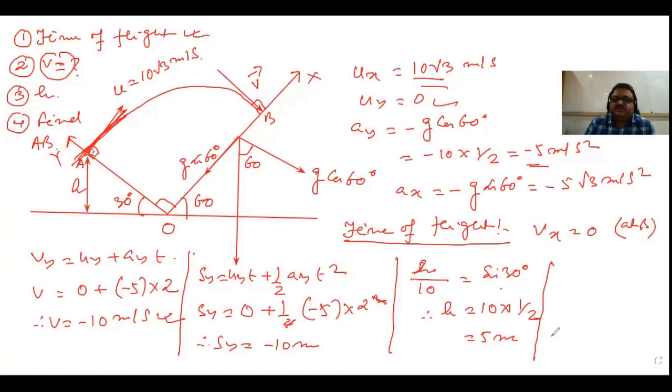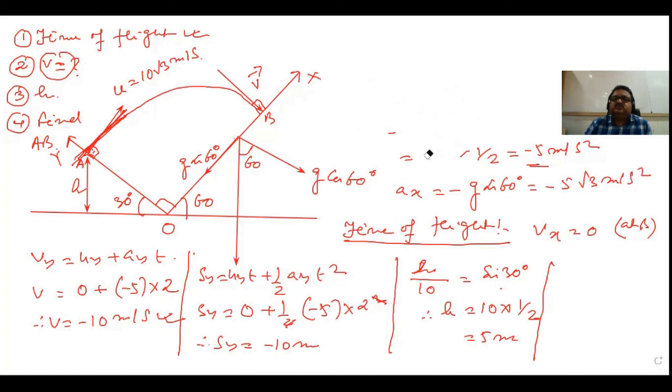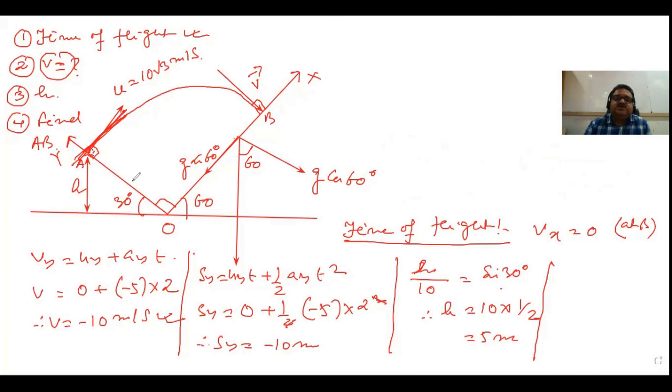Five meter. Clear? So now we need to find out OB. What is that? OB is what? It is the displacement along the x-axis.